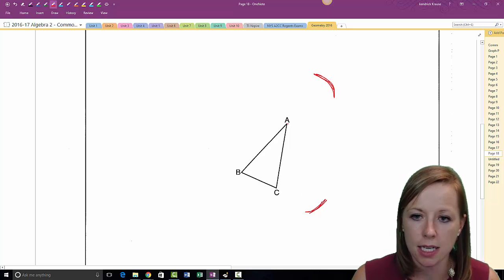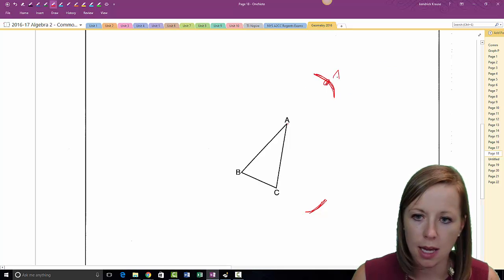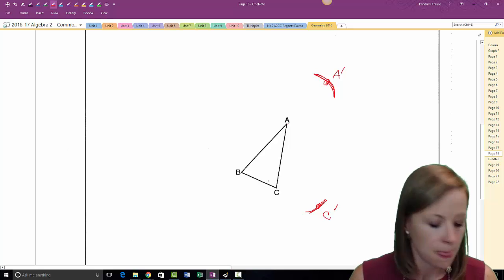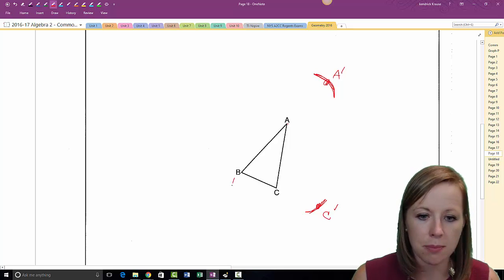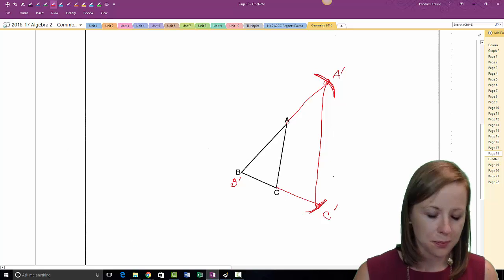Okay, that's it. This would be A prime, and this would be C prime, and B is B prime. B isn't moving at all. So now you have, and you're using your straight edge, clearly mine is not going to be perfect here, but clearly we have a doubled triangle.